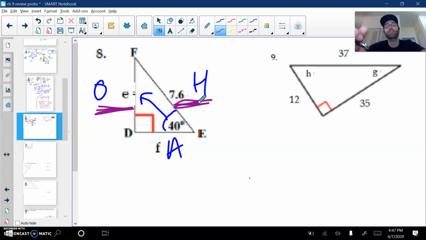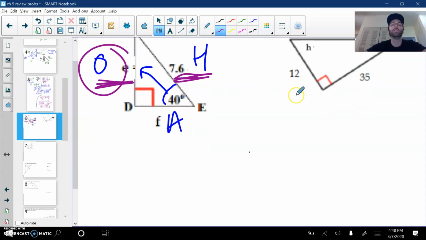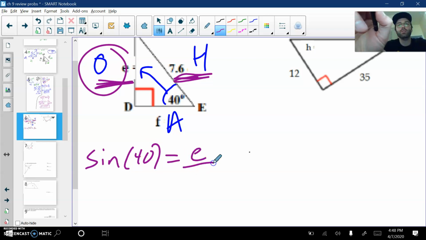So if I solve for E, then I'm going to have to use O and H here, right? I can't use F or A, my adjacent side, because there is nothing there. Since there is nothing there, you cannot use that side. So if I use O and H, that means I'm going to go sine. So I'm going to go sine of 40 equals O, which is E over H, which is 7.6.